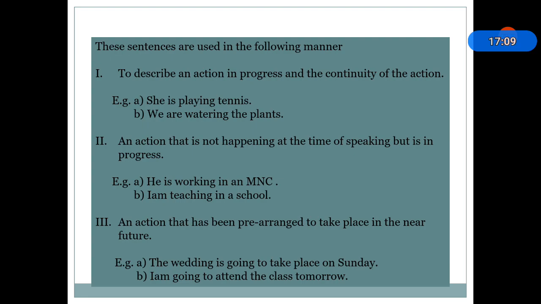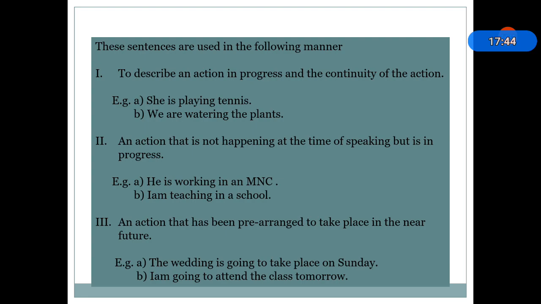This continuous tense is used in the following manner. It is used to describe an action in progress, and the continuity of the action is shown. That is, she is playing tennis. We are watering the plants. That means the action is going on and it will be continued. There is no definite period shown for the continuation of the action.